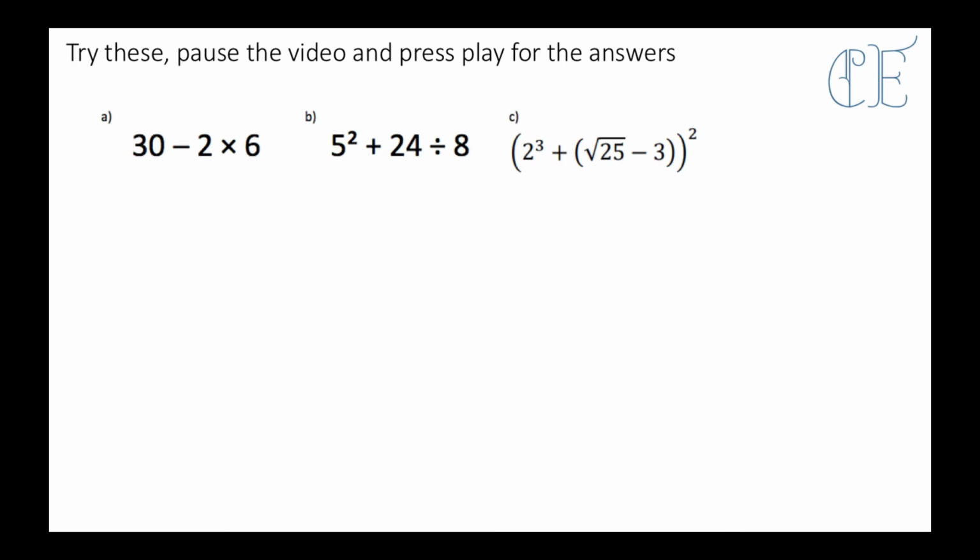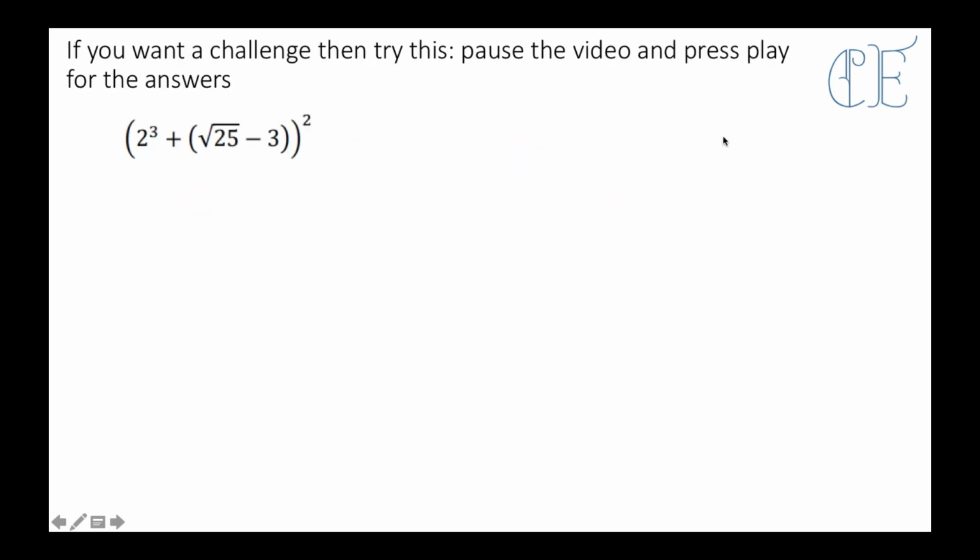Okay, so the first 2 aren't so difficult. You've been doing them like this loads. So the first one's 18 and the second one's 28, and then the third one is 100. So just be careful here because you've got 2 sets of brackets. So the whole thing must be squared. That's what this means. This big bracket here means the whole thing must be squared. So do everything inside first. So 2 cubed would be 8, and then you've got the square root of 25, which is 5, take away 3. So you've got 8 plus 2, essentially, which gives us 10. 10 squared is 100. Okay?